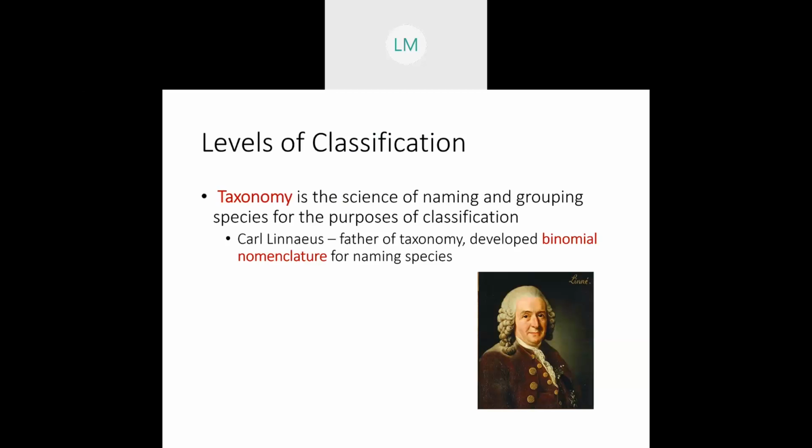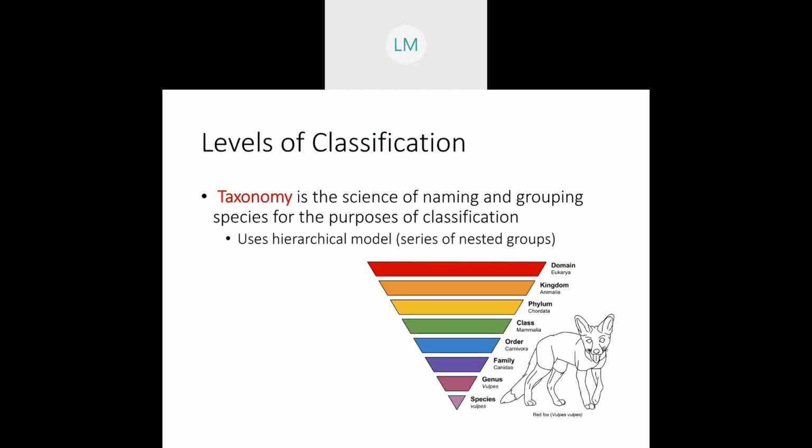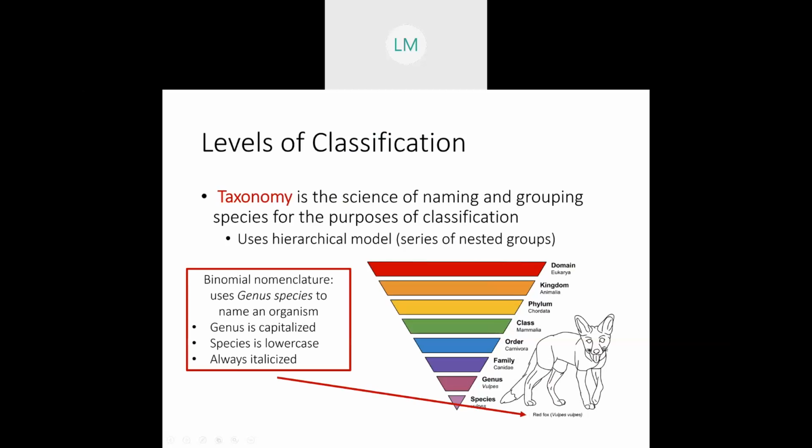And we have this binomial nomenclature for naming a species, where we use two names to refer to a specific species, and those two names are two levels of classification that we put together. Taxonomy uses this hierarchical model, a series of nested groups. We have really big groups up at the top, and then they get more and more narrow. Each of these is nested within the other. And down here is our binomial nomenclature. Our genus and species level classification are what we use to name an organism.